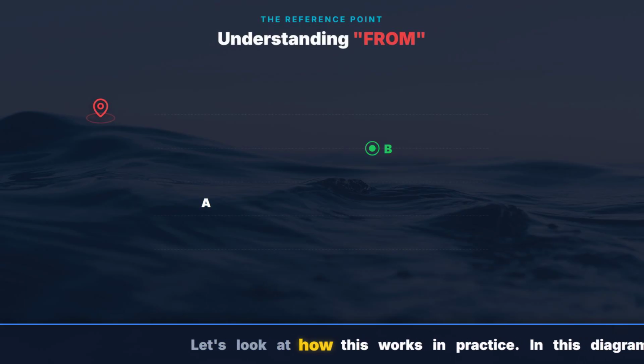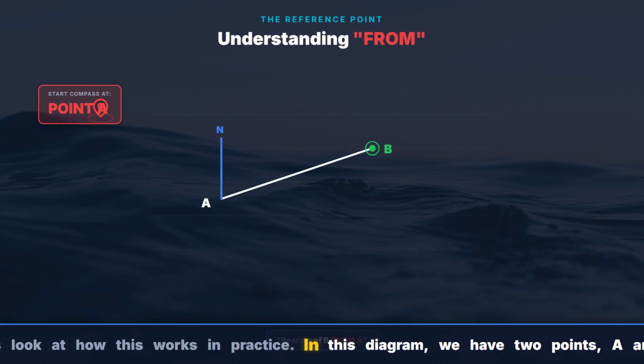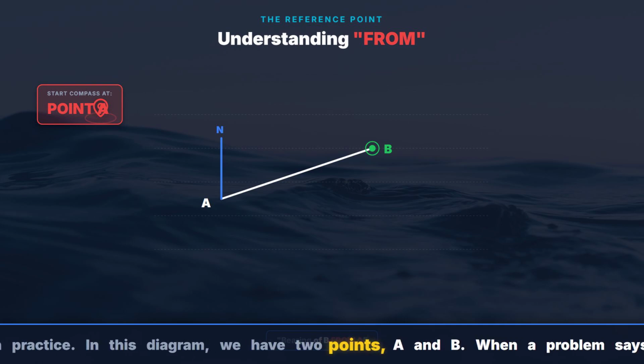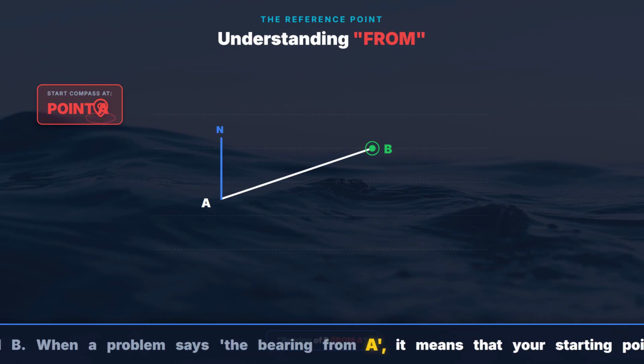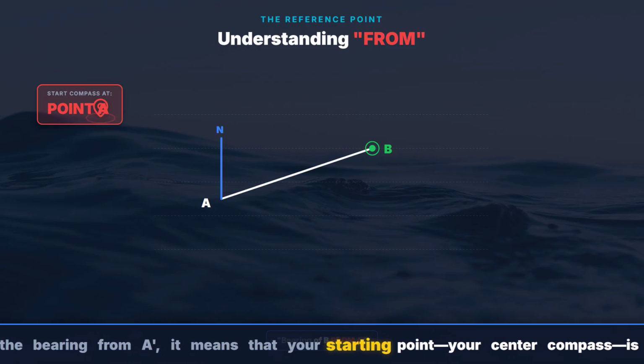Let's look at how this works in practice. In this diagram, we have 2 points, A and B. When a problem says the bearing from A, it means that your starting point, your center compass, is exactly at point A.